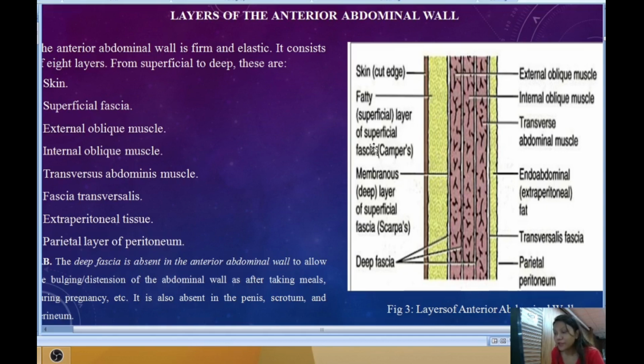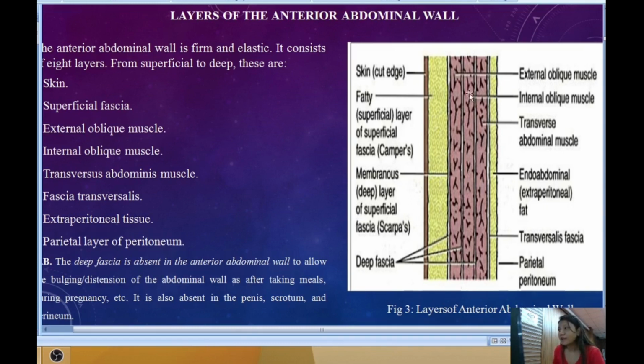Do we have deep fascia in the anterior abdominal wall? No. Why don't we have deep fascia? The deep fascia is absent in the anterior abdominal wall to allow the bulging or distension of the abdominal wall after taking a meal and during pregnancy. It is also absent in the penis, scrotum and perineum. When you eat lots of food, your stomach bulges, so to allow the distension, we don't have deep fascia.